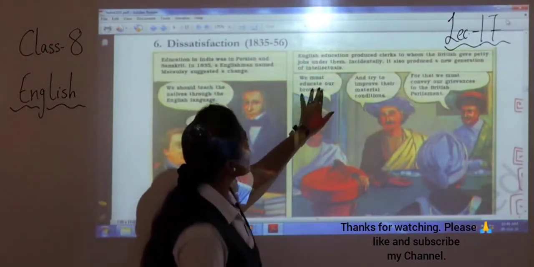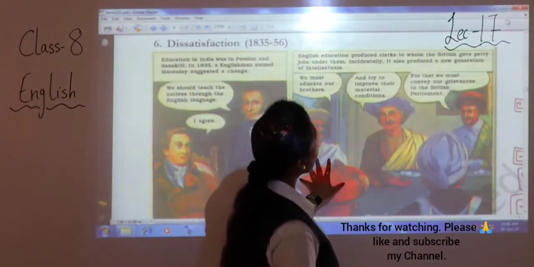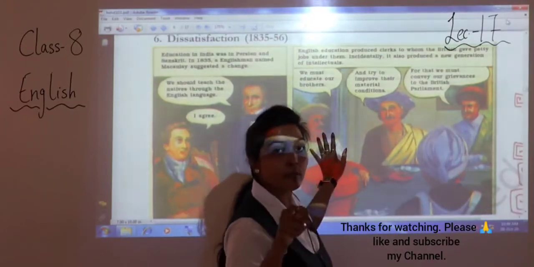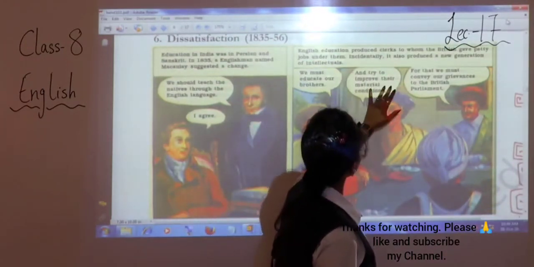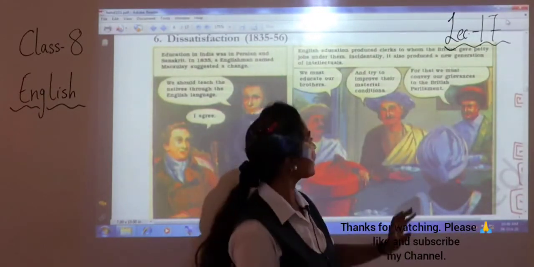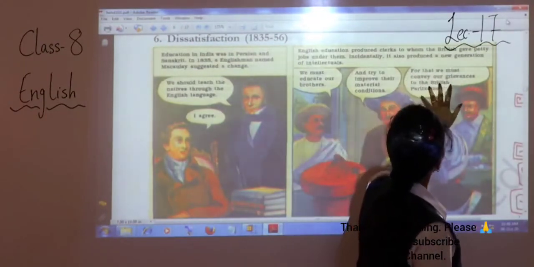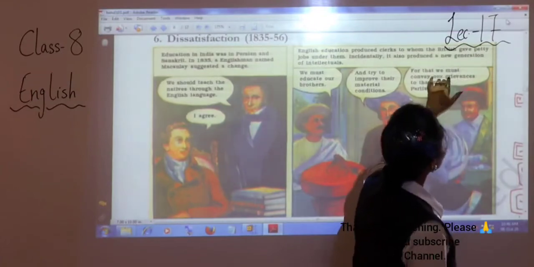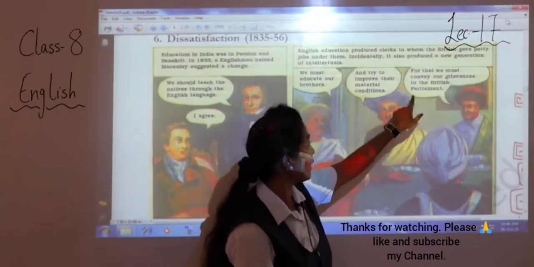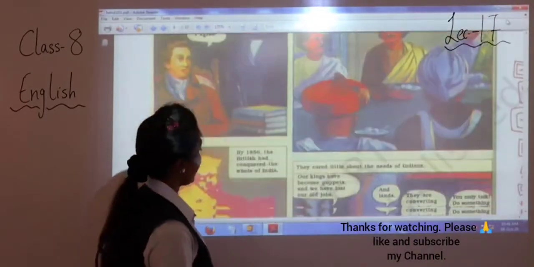We must educate our brothers. See, these are the Indians talking with each other that we must educate our brothers. Education is most important, and we have to try to improve their material conditions. For that, we must convey our grievances to the British Parliament. Grievances means whatever problems we have, we have to convey those things to the British Parliament.